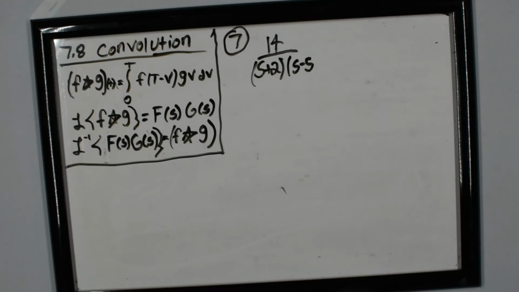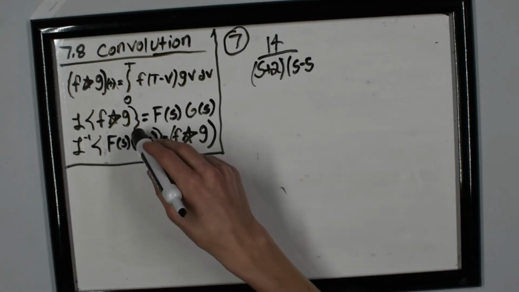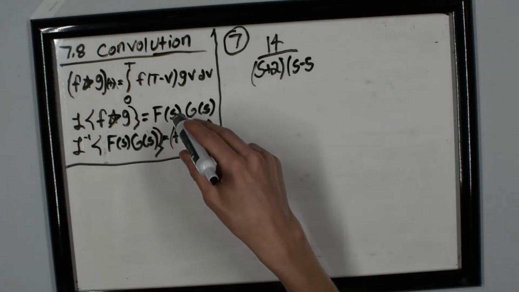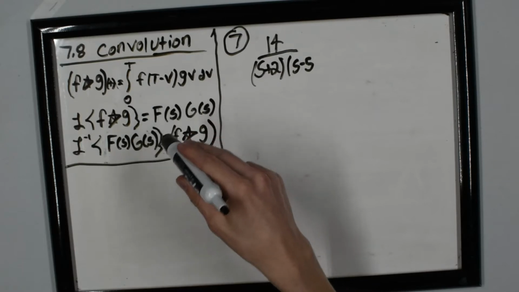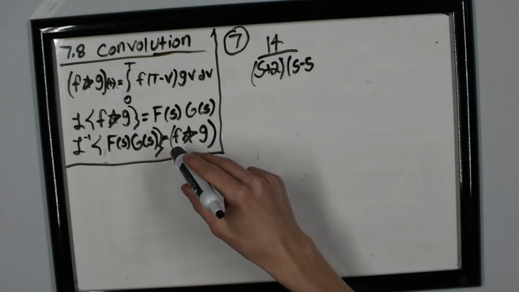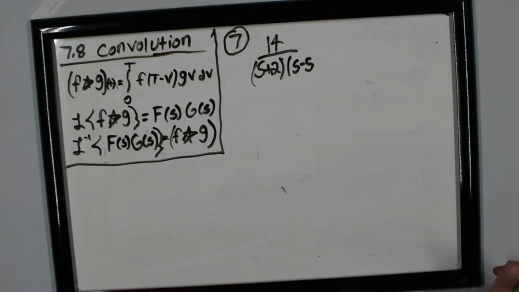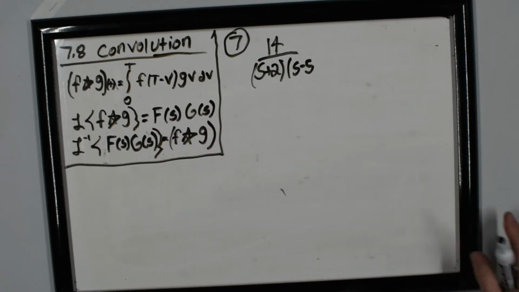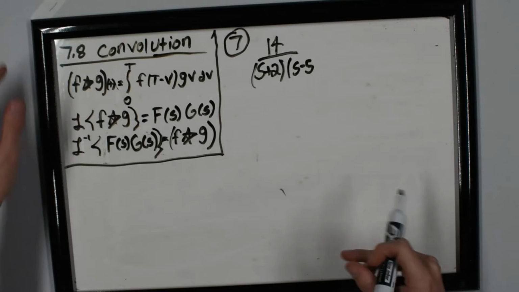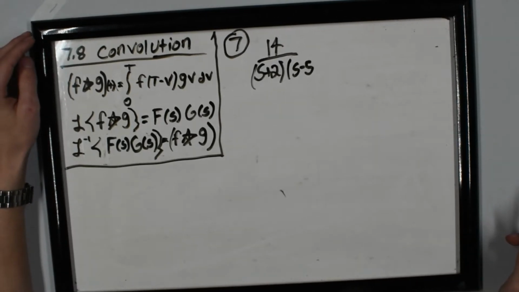We also have the Laplace transform of a convolution is equal to the Laplace transform of f times the Laplace transform of g. Finally, we have the inverse Laplace transform, which is just the same property, just written backwards. So let's do some problems involving these properties.